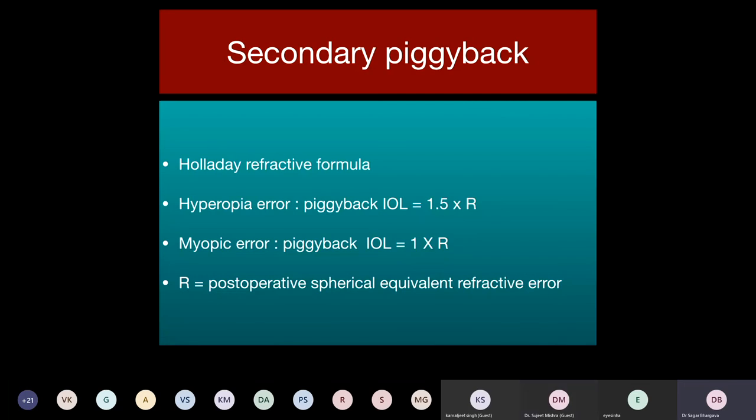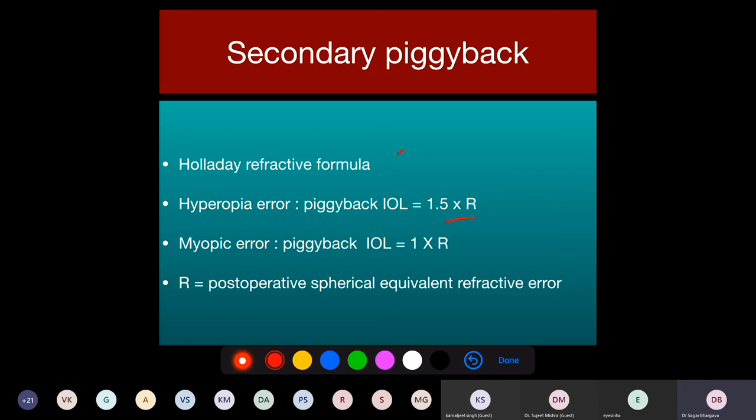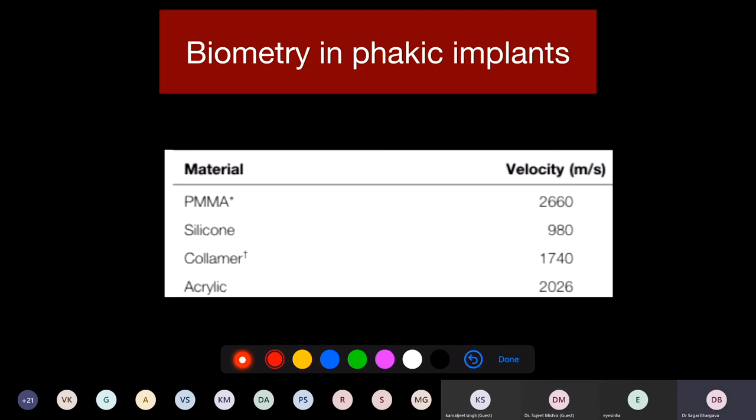Then there is something called a secondary piggyback. So sometimes when you have a post cataract surgery surprise, and you want to put in a piggyback IOL, you can use Holladay's refractive formula, which is available in Holladay's consultant software. Most of us don't have that. You can use this equation, which helps you in telling how much is the power that you need.